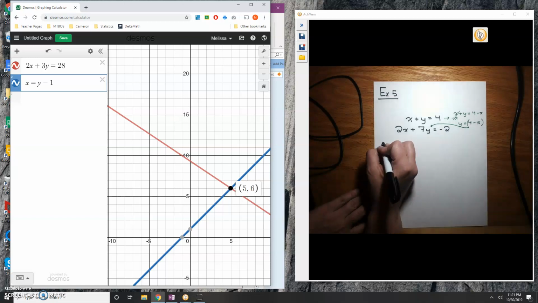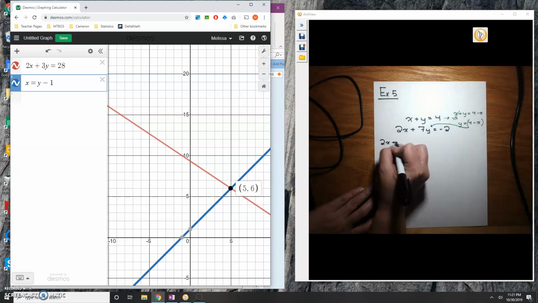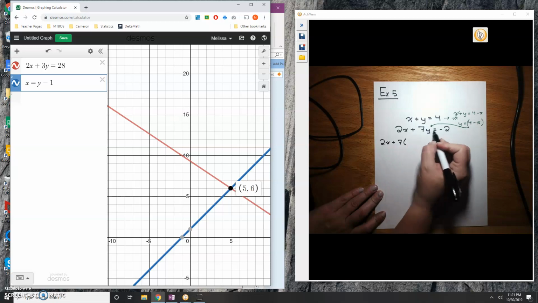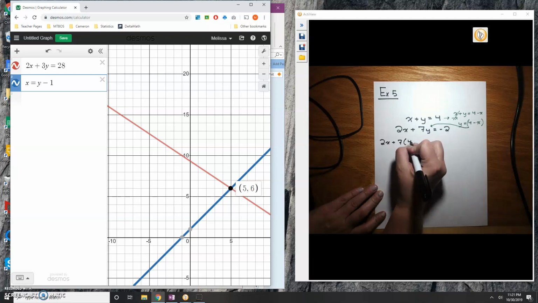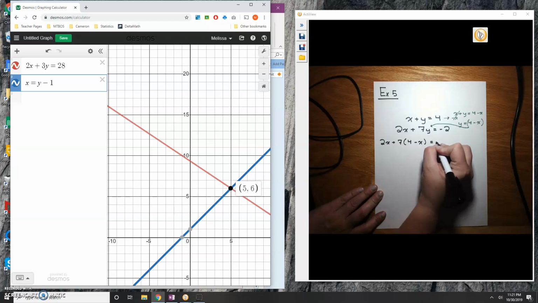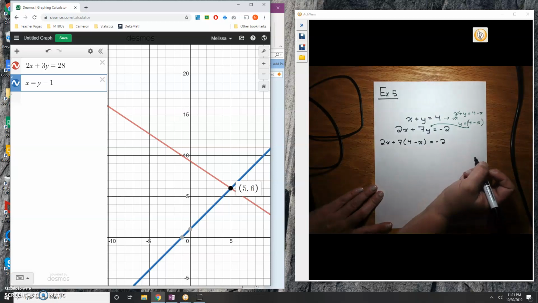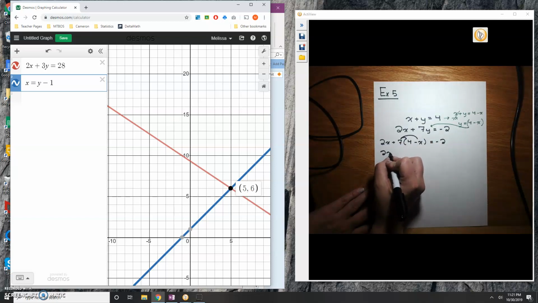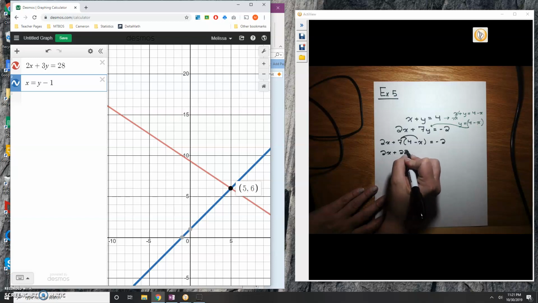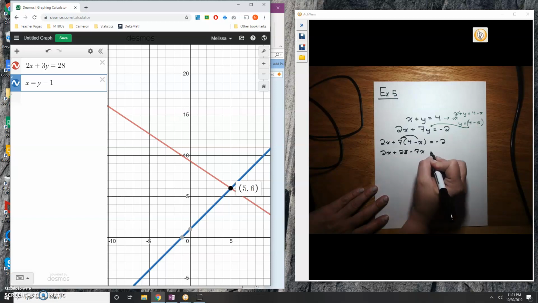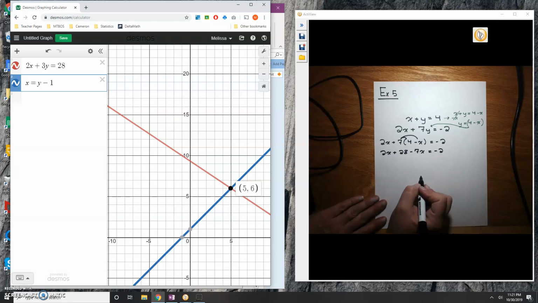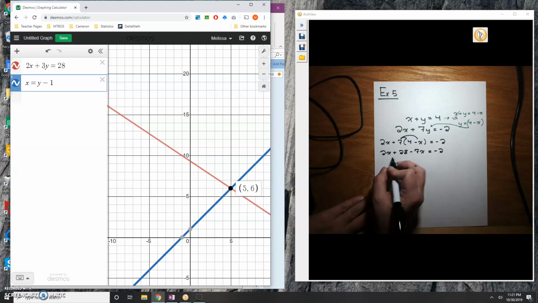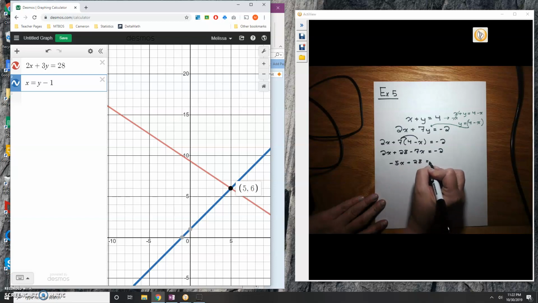So just like in the previous steps, I have 2x plus 7, and instead of y, I'm plugging in 4 minus x, equals -2. And this solving is identical to what we have been doing before. Let's go ahead and distribute. So I'm left with 2x plus 28 minus 7x equals -2. 2x take away 7x is -5x plus 28 equals -2.